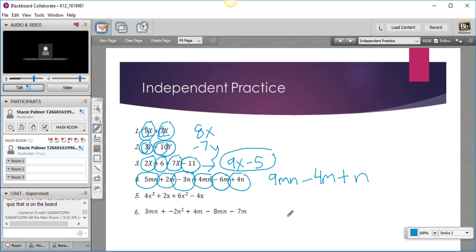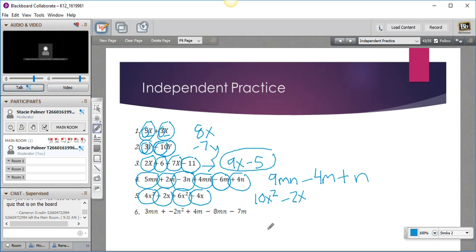Okay, number 5, 4x squared plus 2x plus 6x squared minus 4x. When we simplify this expression by combining like terms, we combine 4x squared and 6x squared, and that's going to be 10x squared. And then we combine 2x and a negative 4x, which is negative 2x.